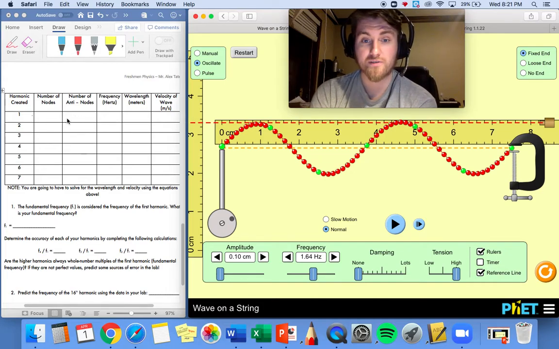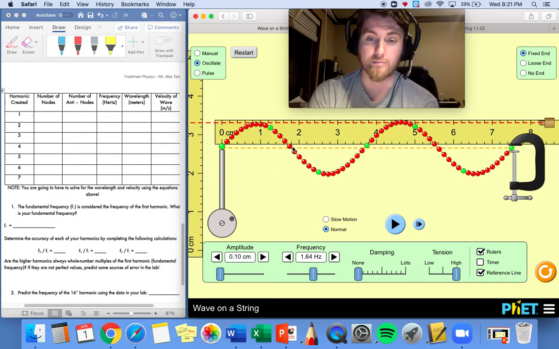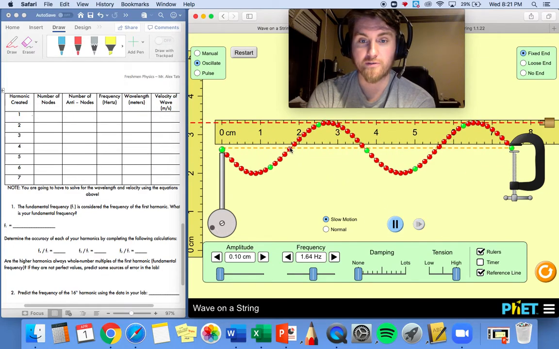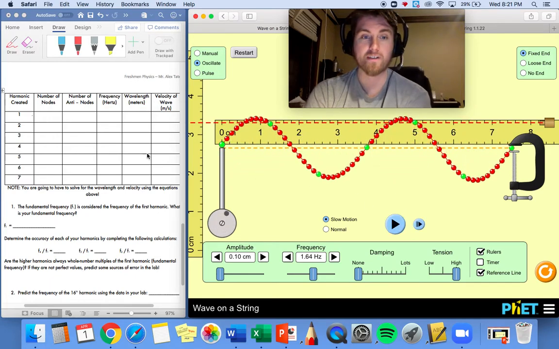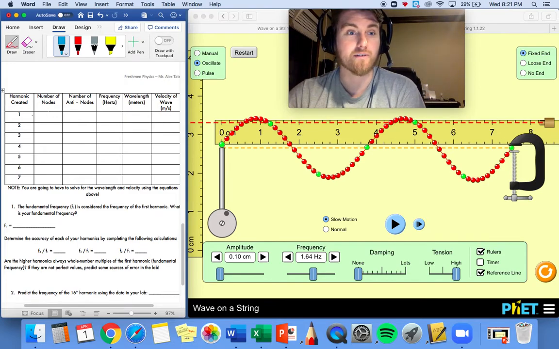My number of nodes, remember, are just points in which they are still across the equilibrium that do not move. So if I want to count my number of nodes, I have 1 here, 1 here, and 1 here. I have 3 specific nodes for this standing wave. So I would write my number of nodes as 3.